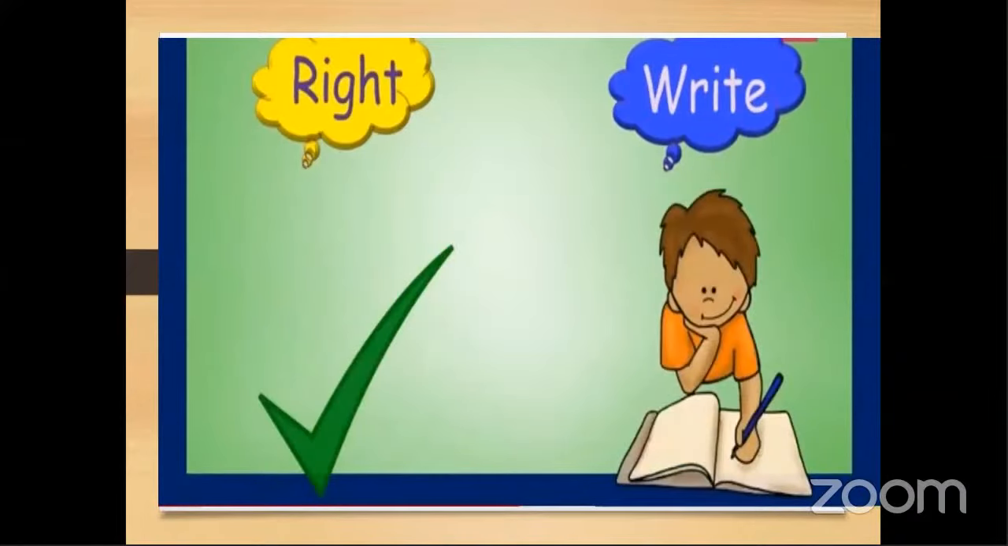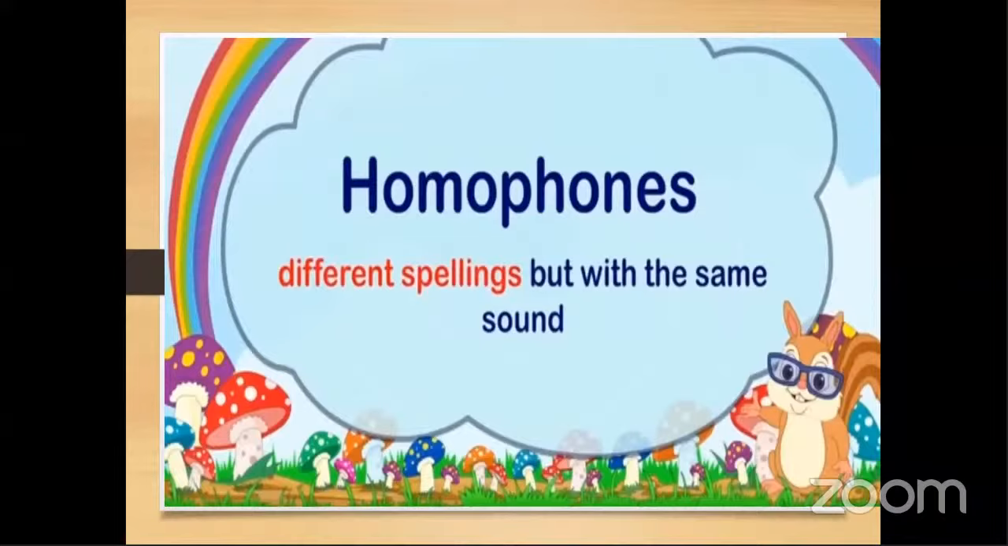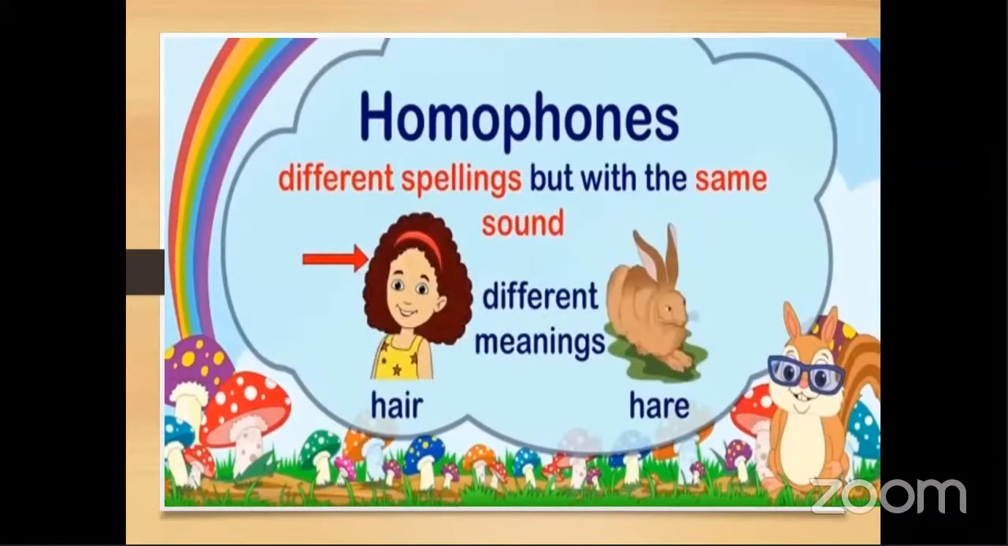So, this is a tick mark. It is a right mark. R-I-G-H-T, right. I write. W-R-I-T-E, write. Yes, I write the word in my book. Now, these are homophones. Homophones are different spellings, but with the same sound.